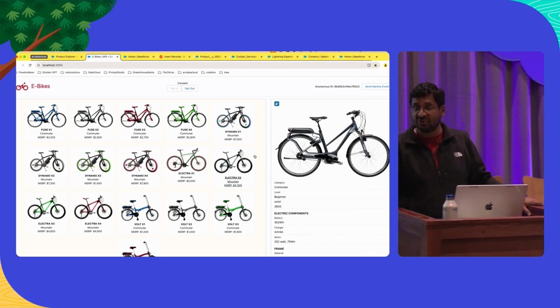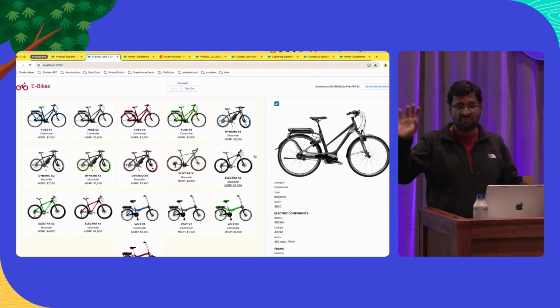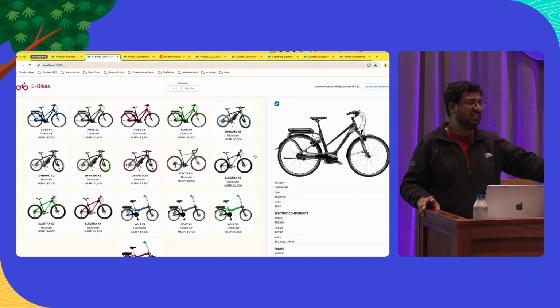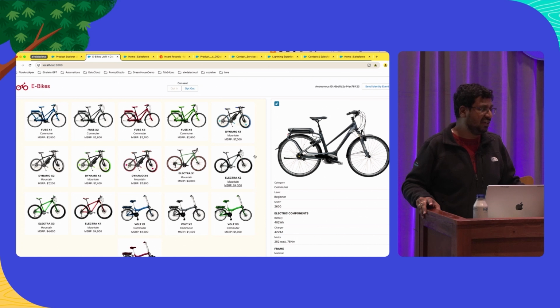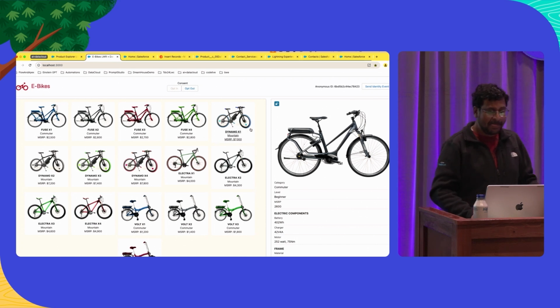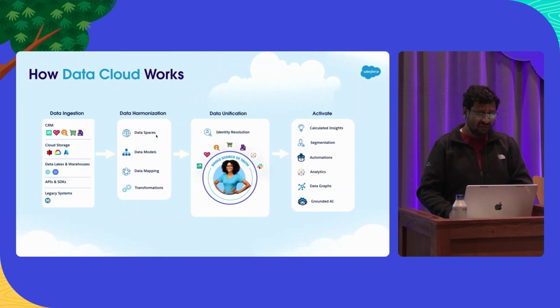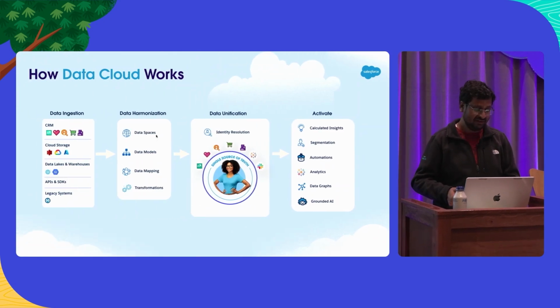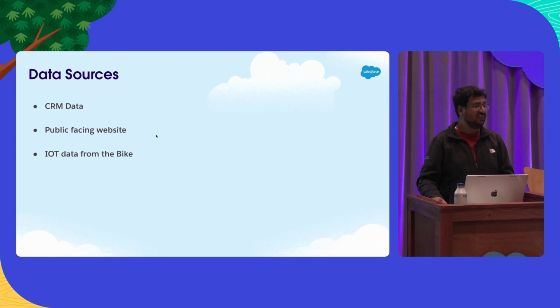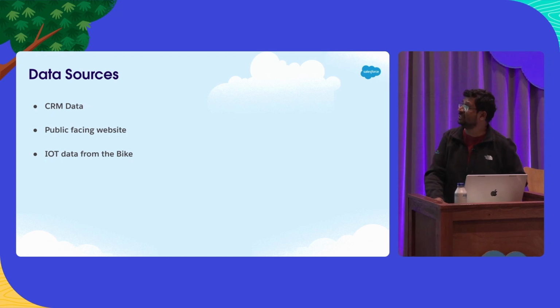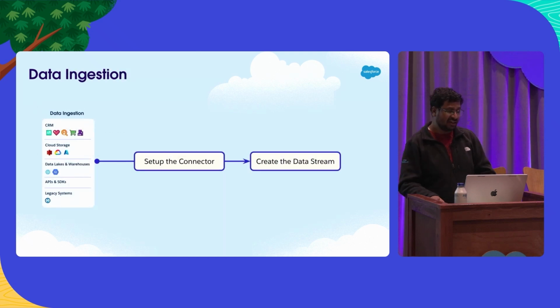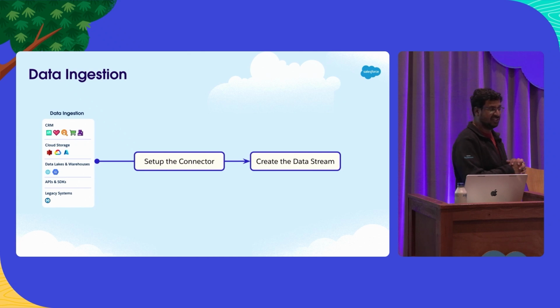Now I talked about three different sources: the CRM, a public facing website, and the third one is the bike itself, which is emitting information, sending information about itself. So that's what we are going to do in our first step, data ingestion. These are the three sources: CRM data, the public facing website, and IoT data of the bike. Now let's see how we can ingest that data into Salesforce.